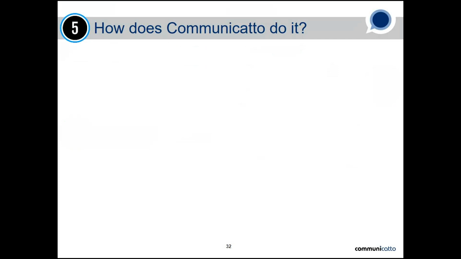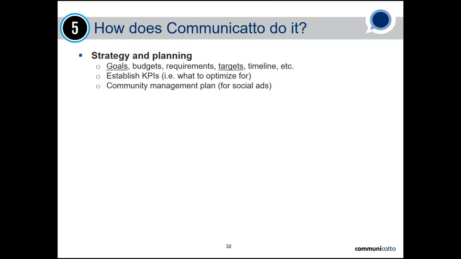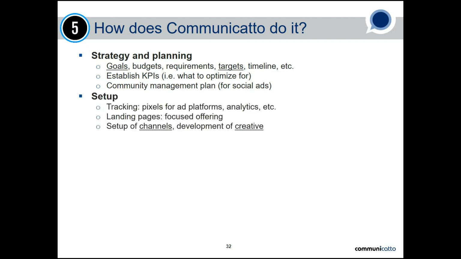First off, before I get into the how-to guide, how do we do it here at Communicatto? Well, not surprisingly, we start with strategy. We start with planning. We're identifying the goals, the budgets, timelines, requirements, and of course, the targets. Who are we out to talk to? Who do we want to put our messaging in front of? We're establishing our KPIs. What do we actually want to optimize for? And then, of course, if you are involved in social media advertising, you need a community management plan, because people will react. They will comment. They will say some nice things. They will say some not so nice things. So we need to develop a plan for how we deal with that.